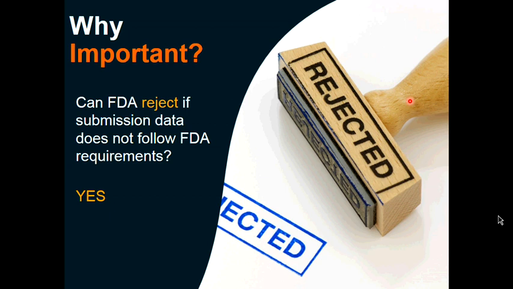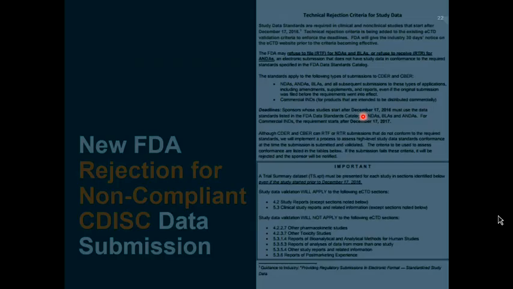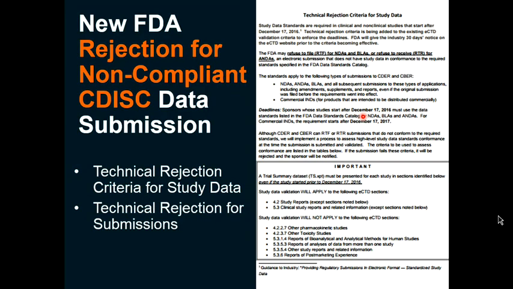So our next question is, how will FDA reject non-CDISC data? Whether they're going to use the current rejection process that we talked about earlier in our webinar, or implement a new rejection process. In order to answer these questions, FDA just released the technical rejection criteria for study data and also the technical rejection process for submissions. On the right side of this slide is the technical rejection criteria for study data. FDA released it about a couple of weeks ago, and they updated it a couple of days ago.